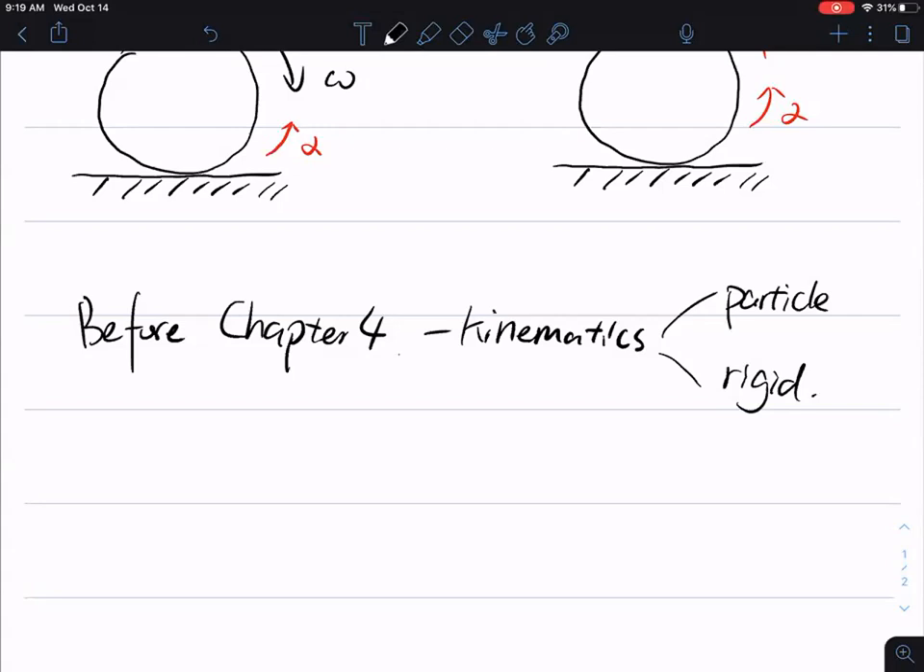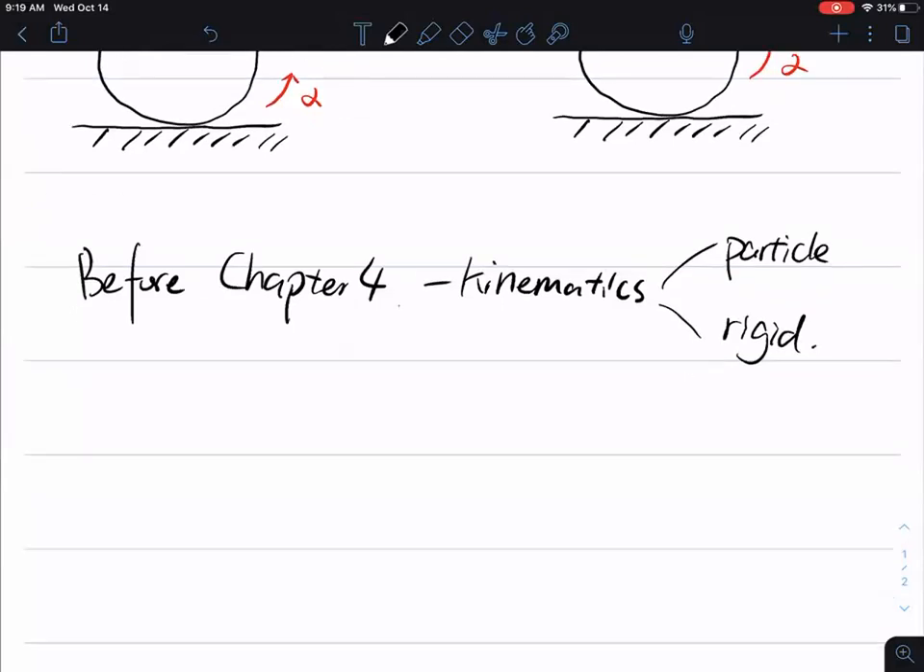So particles are easier to start with. That's why we start from particles and move on to rigid body. That's why our equations are getting longer and longer, because we are adding rotation to our equation. So that's what we've been doing before chapter 4. We learned speed, velocity, acceleration, omega, alpha.